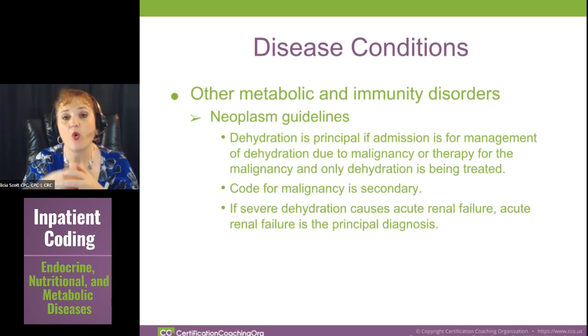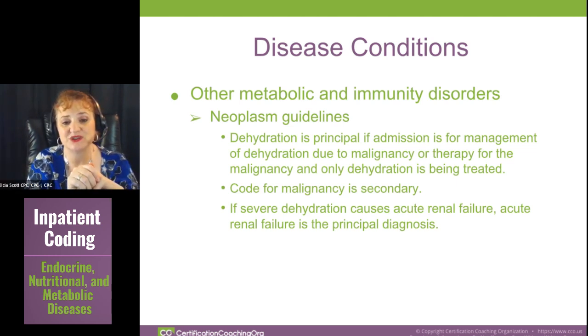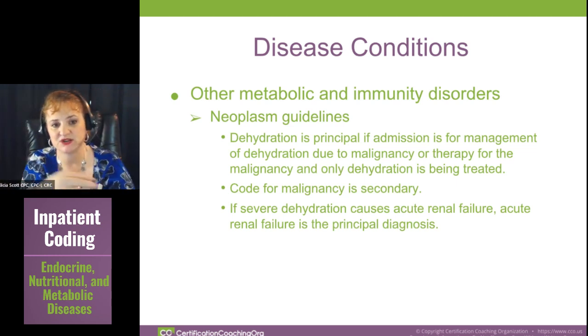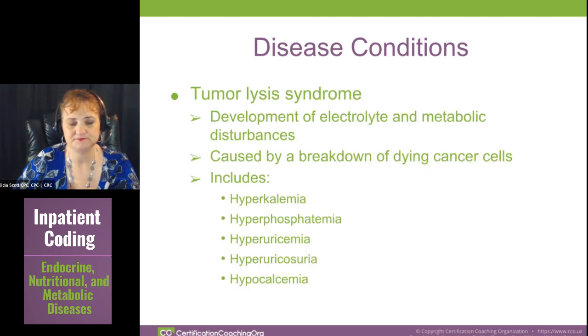If it's due to a malignancy or the treatment of the malignancy, there are specific guidelines and the coding sequencing changes. You need to be very aware of that. So go and look at dehydration in the index and pay attention to what it says there, and go look at it in the tabular. Malignancies are always secondary in this case. So if we're admitted for dehydration due to a malignancy, the dehydration is coded first and the malignancy is coded second. If you have severe dehydration and it results in acute renal failure, and the acute renal failure is the reason why the patient's admitted, then the dehydration, and then what actually caused that.